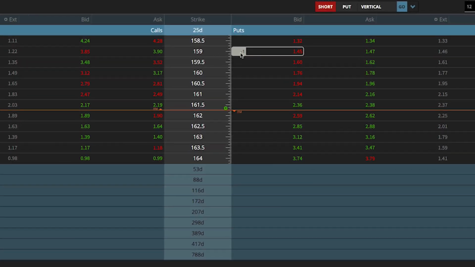Now, as we can see here, there is a box around the bid price of the 159 put, and it says -1. Now, this means that I have an open position in this put option, and I have a short position as indicated by the negative number of contracts. So the -1 means I am short one of these 159 put options, which means I sold one of these put options as an opening trade, which means I am short this option.